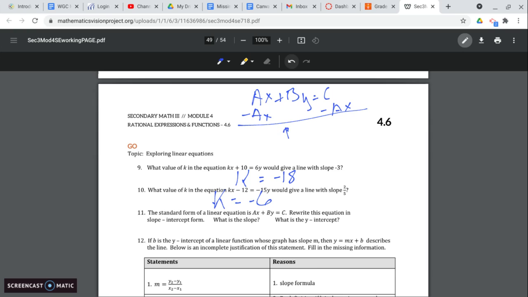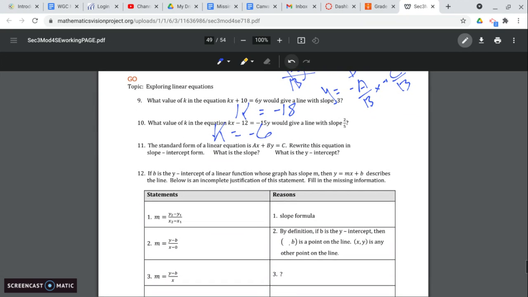So we have by equals negative ax plus c. We divide by b. So we'd end up with y equals negative a over b x plus c over b. So there's our answer for slope-intercept form. So the slope is negative a over b, and the y-intercept is c over b.